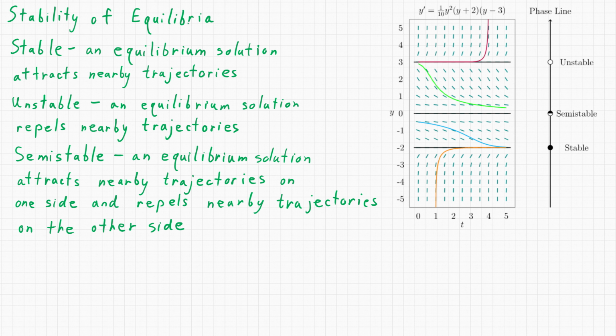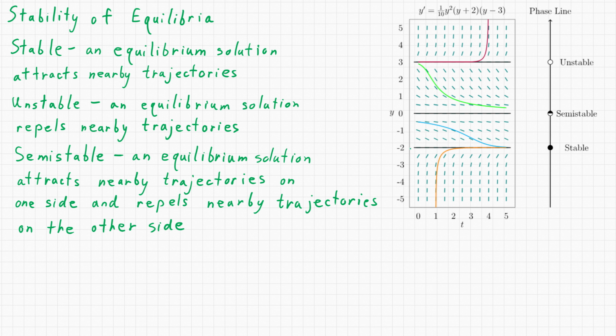For the stability of equilibria for autonomous ODEs, there are three types of stability. The first type is a stable equilibrium point, which is an equilibrium solution that attracts nearby trajectories. Over on this side, the solution y equals -2 is attracting nearby trajectories. Things that start a little bit below -2, for instance at -3, will asymptote to the -2 equilibrium solution. And things that start a little bit above the -2 equilibrium solution will asymptote to y equals -2 as t goes to infinity.